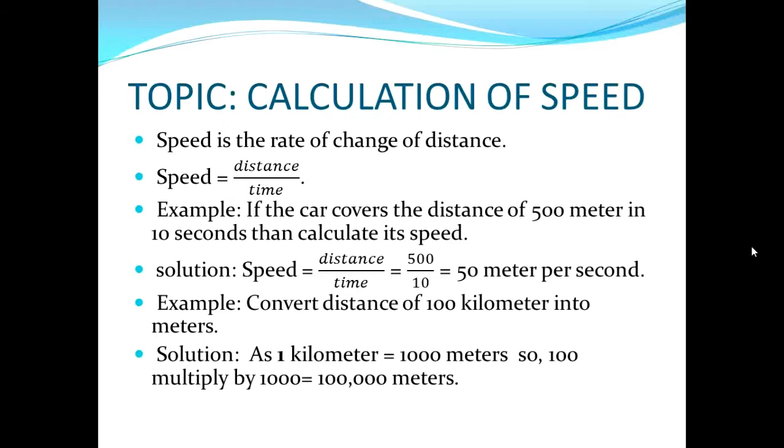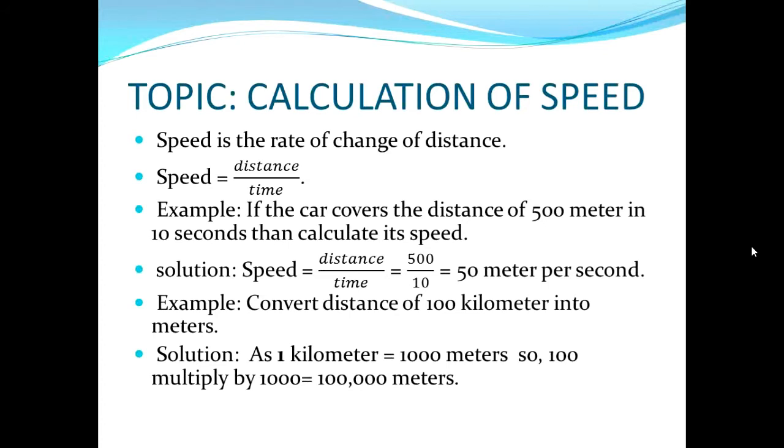I have already discussed the definition of speed in my previous lecture. Speed is the rate of change of distance, and its formula is distance divided by time. The distance covered by a car or a train is measured by a measuring tape, and time is measured by a stopwatch. If you want to find the distance traveled by the car, you have to use the measuring tape, and if you want to find the time taken by the car, you have to use the stopwatch. The speed formula is equal to distance divided by time.